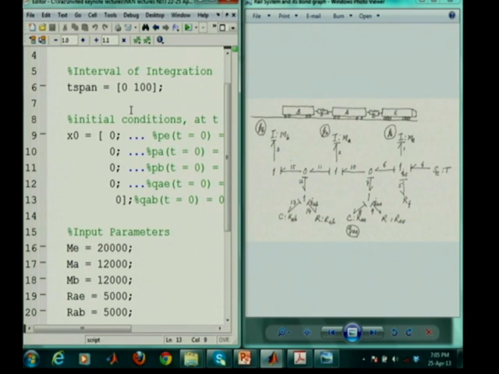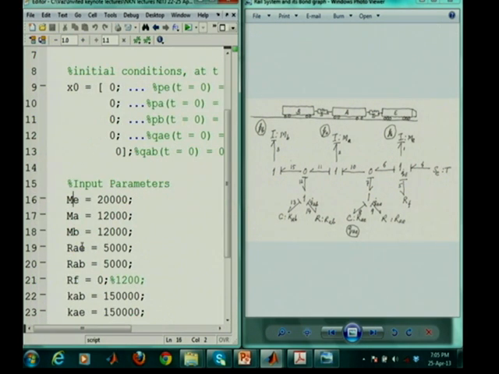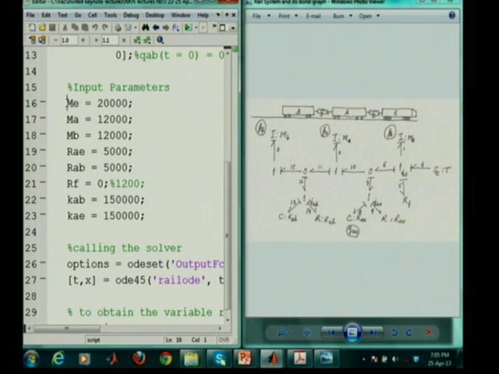Okay. And then we take the parameters. We take the parameters as mass of the engine is taken as 20,000, mass of the bogie A as 12,000 kilos, mass of B is 12,000, RAE, that means the damping for this coupling has been taken as 5,000. This will be Newton second per meter, and this will be RAB, this is also 5,000. RF, that is the frictional braking, right now we have taken it as 0.